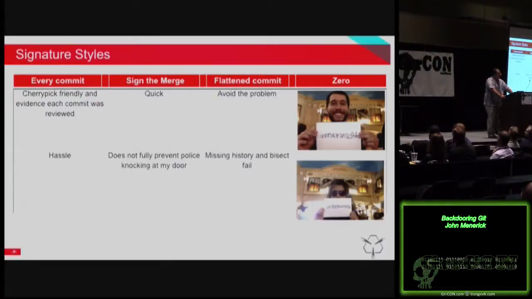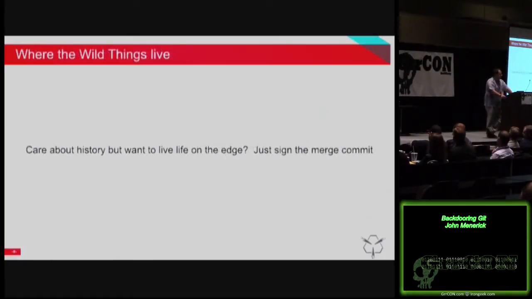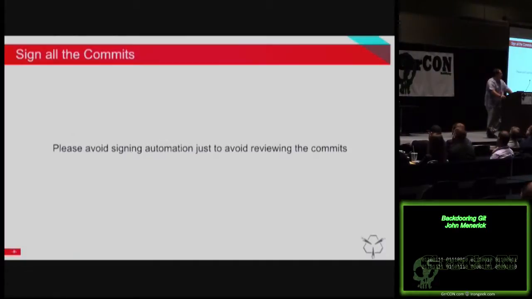So which one of those three you want to pick really depends on the outcome that you want. So if you always want the history to be written by the victors, then just flatten it. Let it be what it is. If you want to live on the wild side, just sign the merge commit, and then later on you guys can point fingers. Or you can sign all of the commits, each and every one.